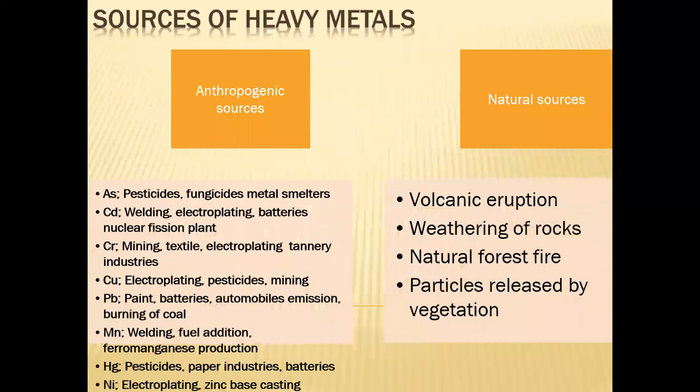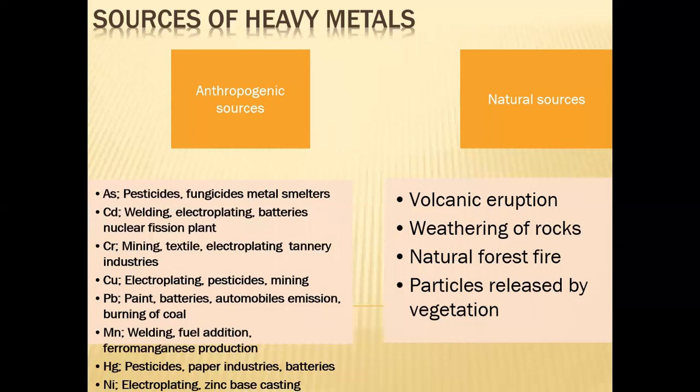Moving to the next slide, there are sources of heavy metals, anthropogenic sources and natural sources. If we discuss anthropogenic sources, arsenic is produced from pesticides, fungicides, metal smelters. Cadmium is produced from welding, electroplating, batteries, nuclear fission plant. Chromium is released by mining, textile, electroplating, tannery industries. Copper is released from electroplating, pesticides, mining.